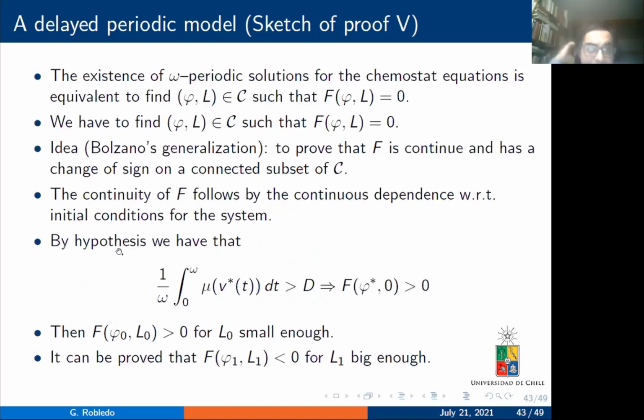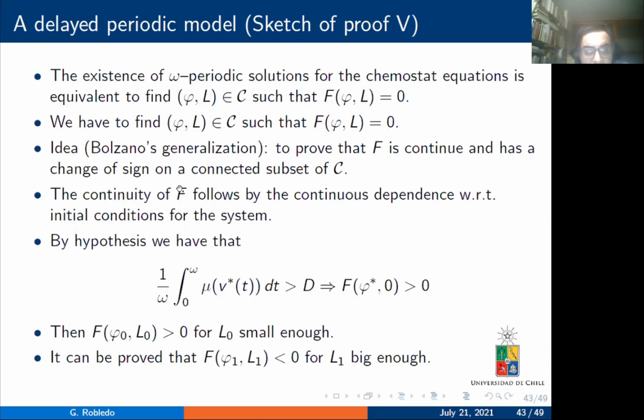So the existence of omega periodic solutions for the chemostat equations is equivalent to finding a couple of initial conditions in this set C such that this function is equal to 0. So if we want to obtain the existence of periodic solutions, we have to find roots for this equation. The idea can be seen as a generalization of Bolzano's theorem, namely to prove that F is continuous and has a change of sign on a connected subset of C.